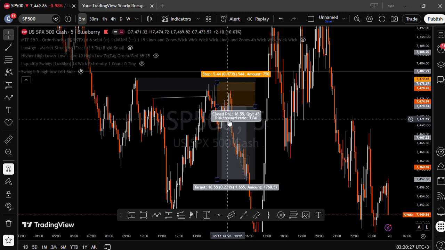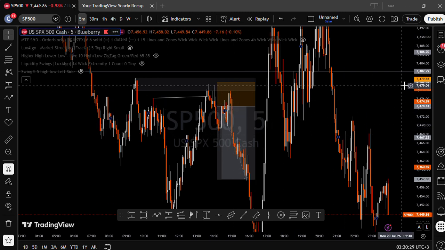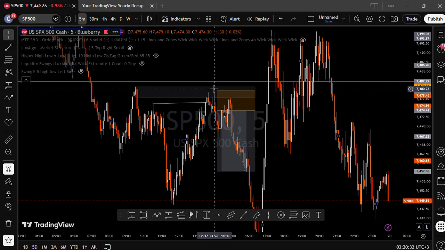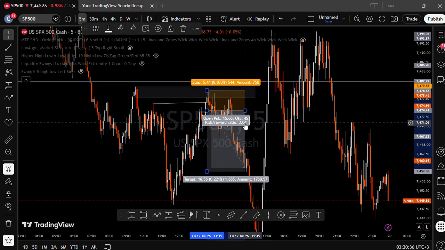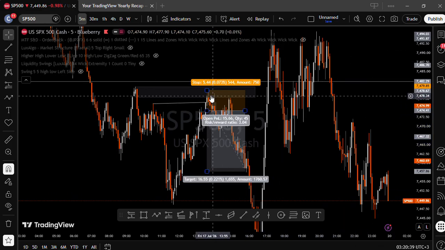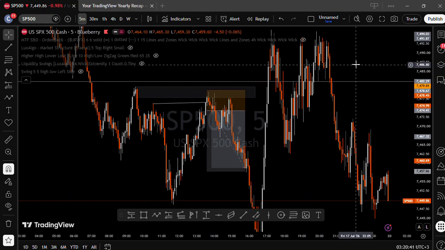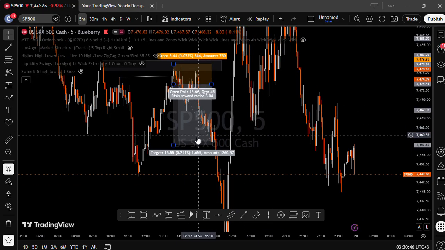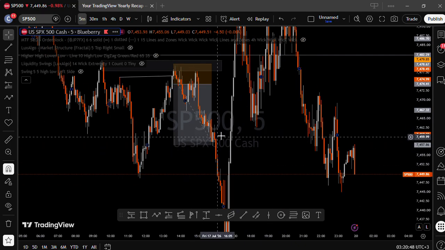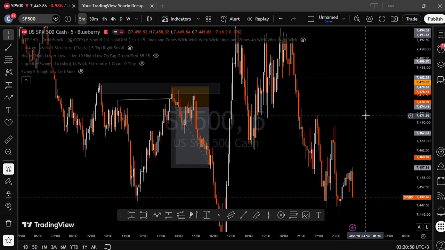I did not enter at this exact closure, but I got in on the closure of that one, putting my stop loss a little bit tighter there, and aimed for a 1 to 3, as you can see. And soon enough the 1 to 3 was hit. That was my last trade of the week. I had 4 trades, 2 wins and 2 losses.